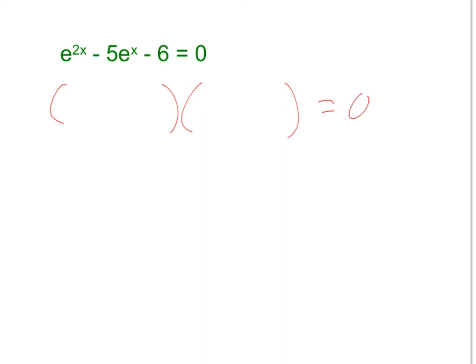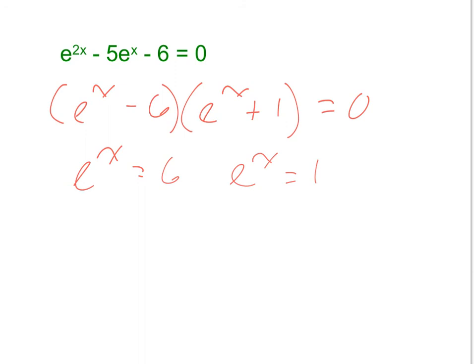Okay, you should have had e to the x minus 6 and e to the x plus 1. Both of those are equal to 0, so therefore we know e to the x is equal to 6 and e to the x is equal to 1. Okay, so once again here I'm going to ln both sides, and we'll switch to green. And I'll draw a little squiggle and do each one separate. So I'm going to ln both sides.